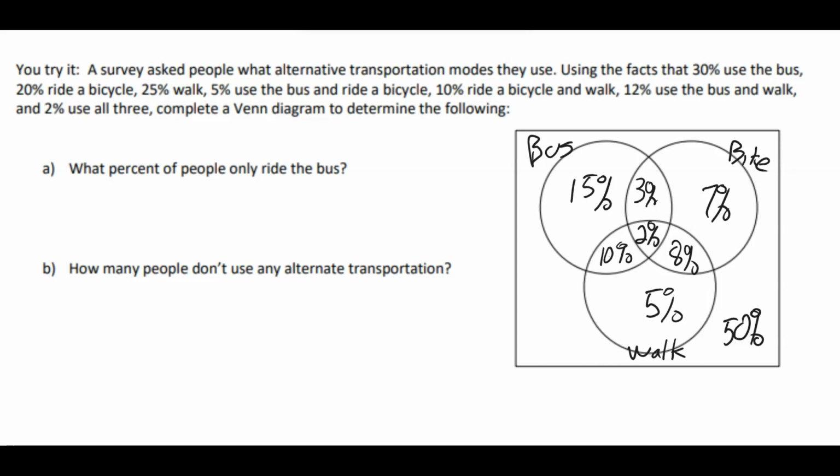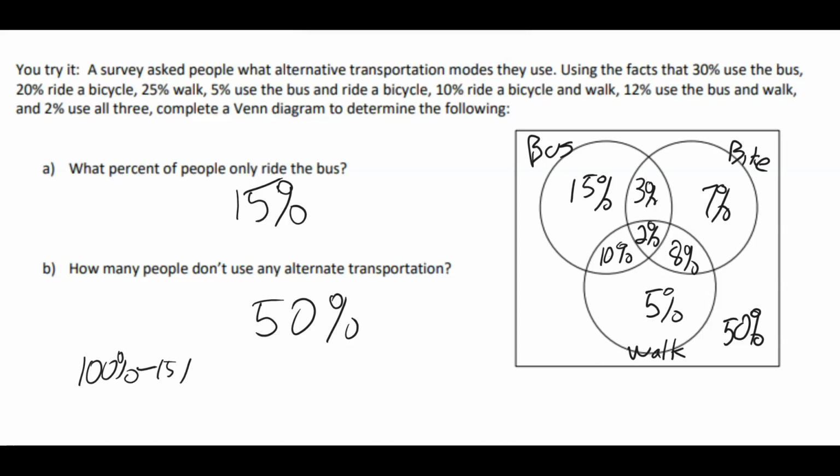So what percent of people only ride the bus? 15%. How many people don't use any alternate transportation? 50%. And again, that's 100% minus all of the other numbers that you listed. Okay, I hope this all makes sense.